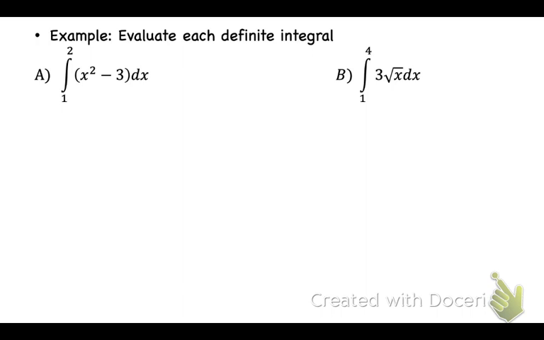Okay, so the integral from 1 to 2 of x squared minus 3 dx. So the first thing I do is find the antiderivative. So the antiderivative of x squared is add 1, divide by 3. So 1/3 x cubed minus 3x. And then you just put this straight line and you go from 1 to 2.